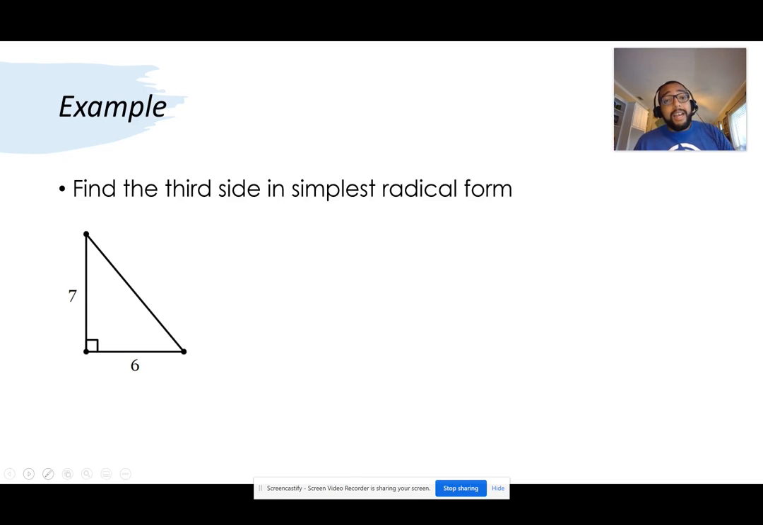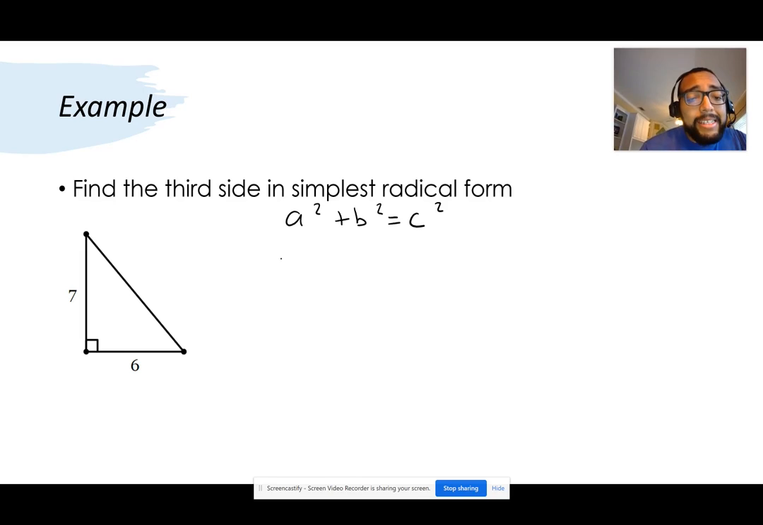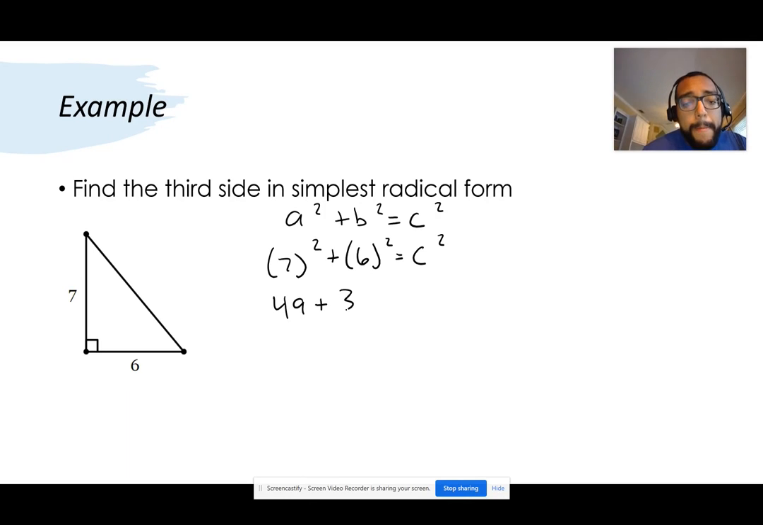We're going to find the third side in simplest radical form. Again, the same thing. In this case, though, I don't have a hypotenuse, so I need to find that. All right. So here, A, we'll just say it's 7. B, we'll say it's 6. And I'm trying to find C squared. Okay, so 7 squared is 49. 6 squared is 36. So 49 plus 36, actually, 49 plus 36 ends up becoming 85.